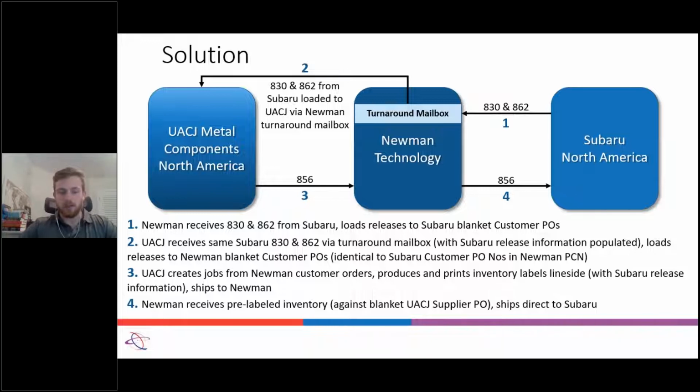So a big piece of this is that UACJ receives this release information, and to schedule their production for the week, they're creating jobs from the Newman customer orders that are ultimately loaded from Subaru customer orders. And they produce and print those inventory labels line side with Subaru release information pre-populated. At that point, they ship to Newman, and Newman receives the 856, which loads the inventory. And as soon as the inventory shows up on their dock, it's pre-labeled and can immediately be set aside and sent to Subaru when necessary. Okay.